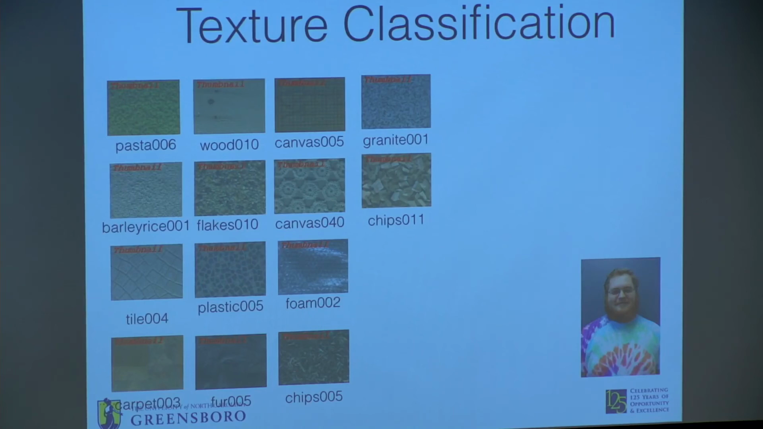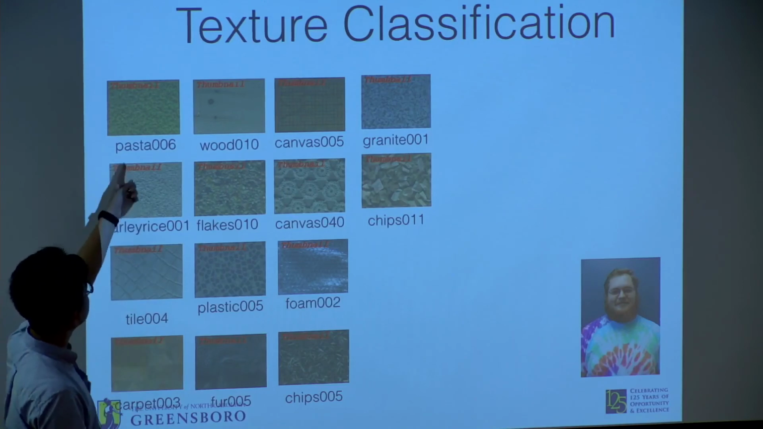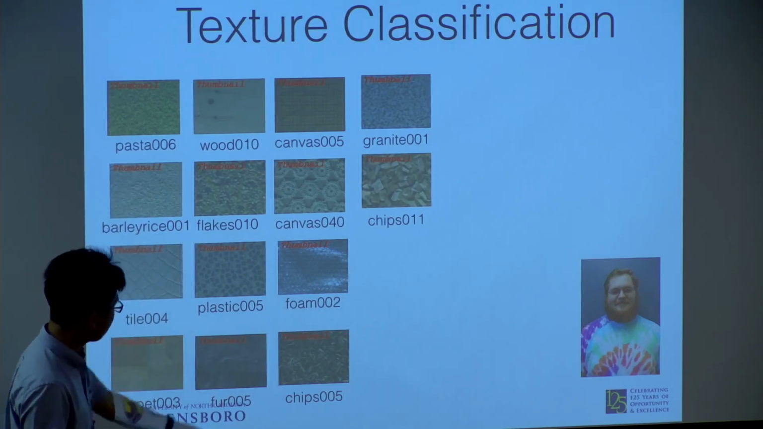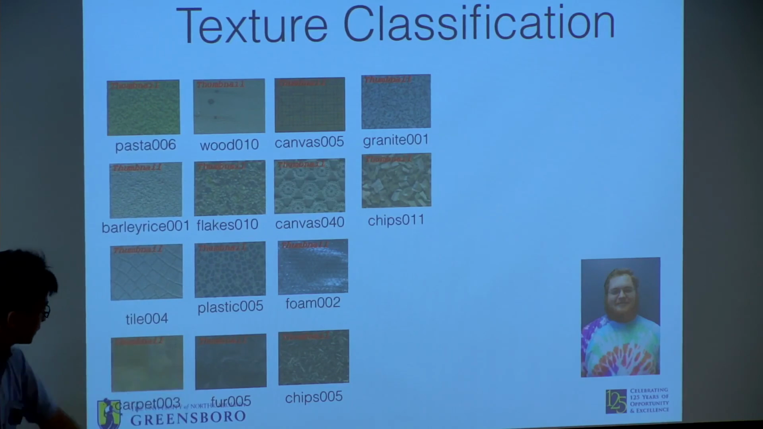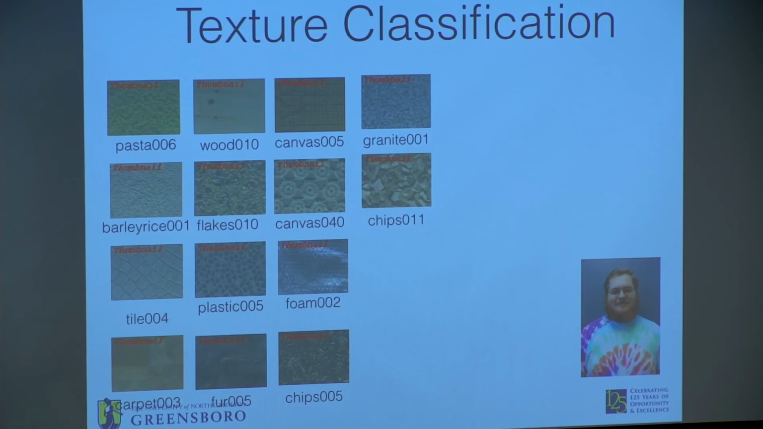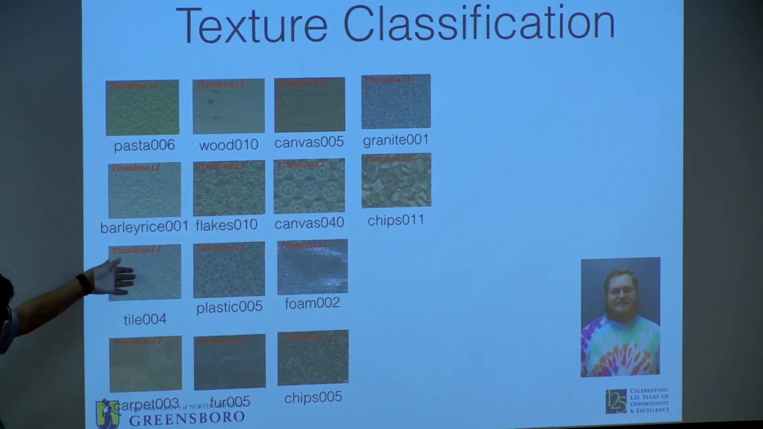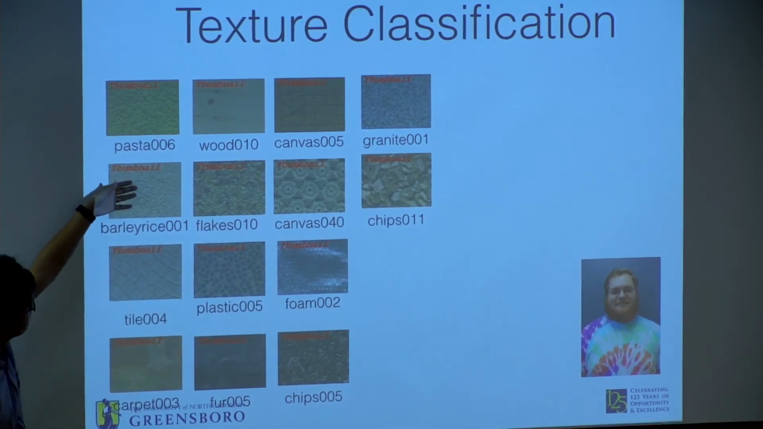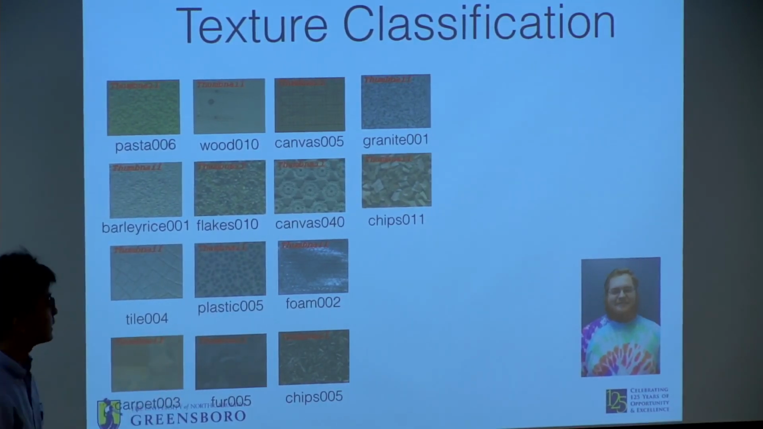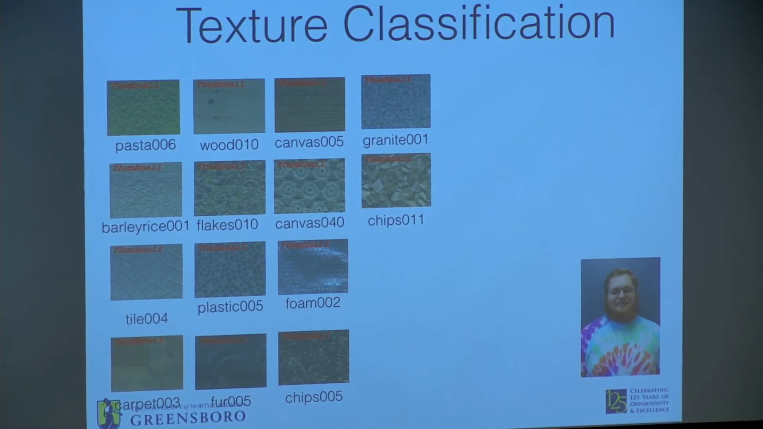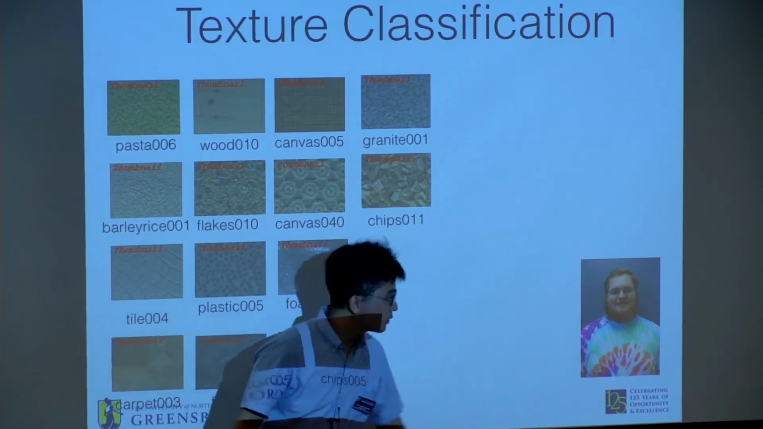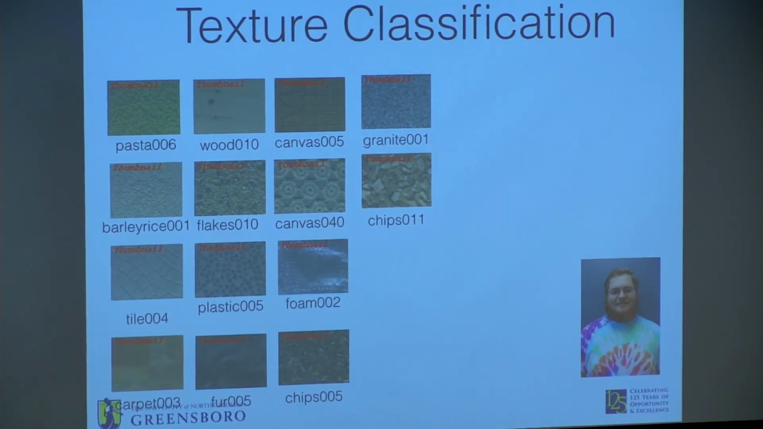This is a texture classification, right? So we have 25 different textures. You have pasta, you have tile, you have foam, you have chips, you have fur, a lot of textures. And the goal is to classify those different textures, all right? So you are given a bunch of images in this texture, a bunch of images in this texture, and you're going to do supervised or unsupervised learning to classify those images. And this is work done by my graduate student, Austin Lawson at UNCG.